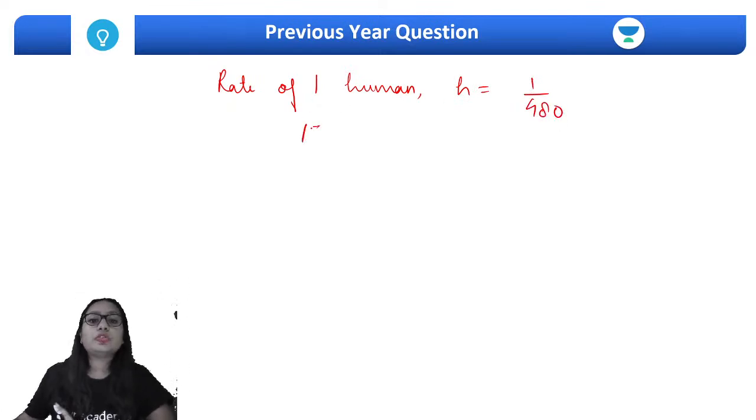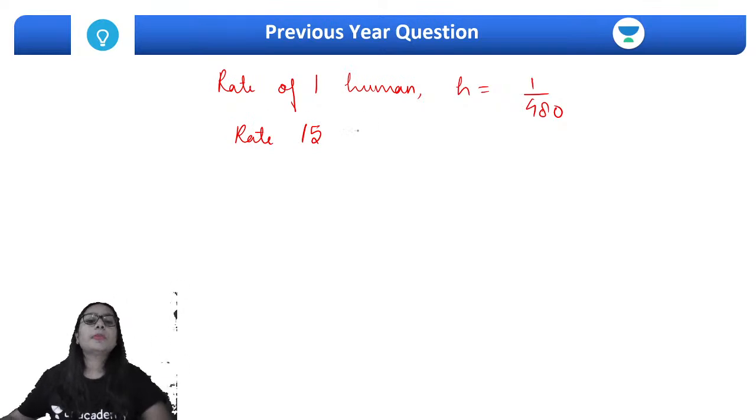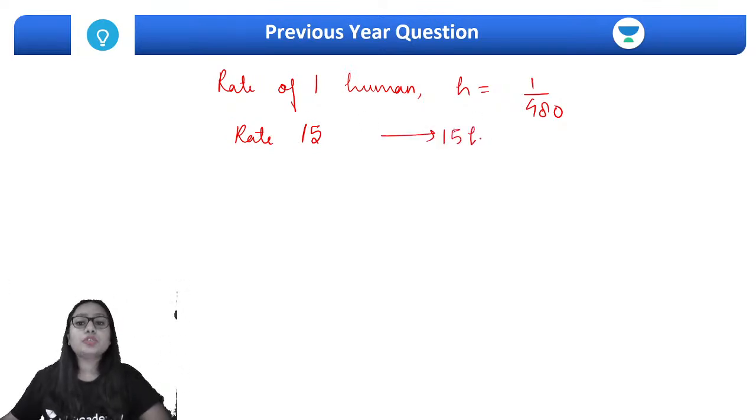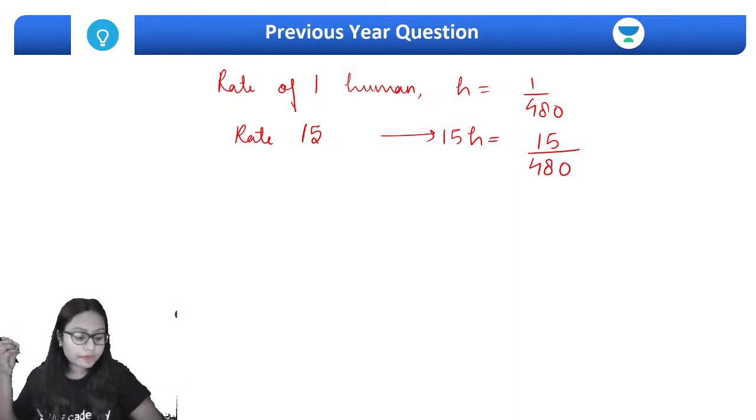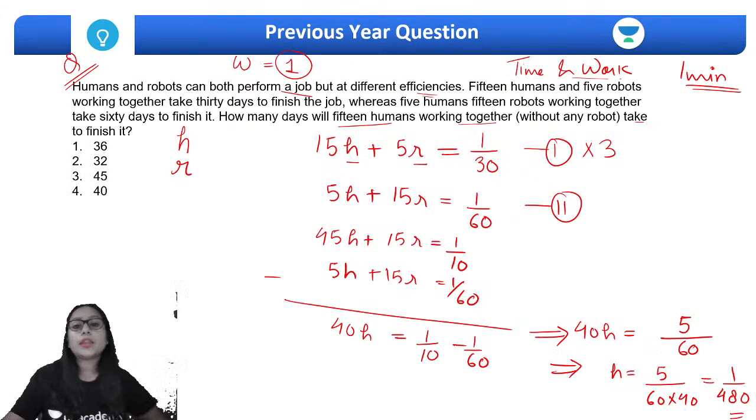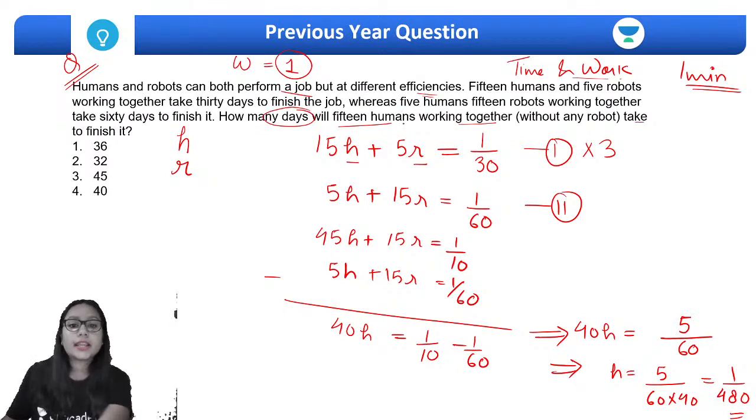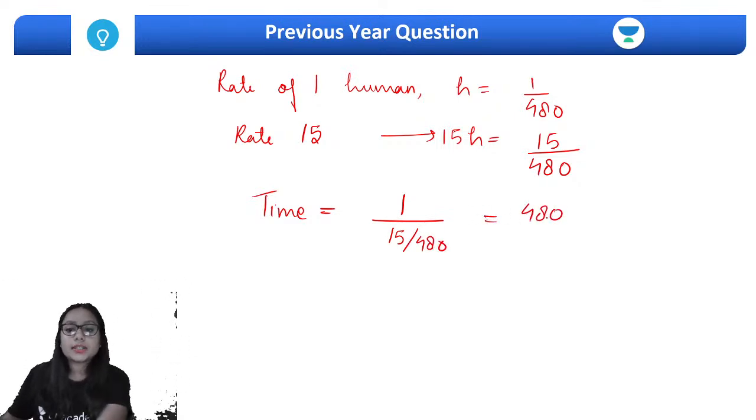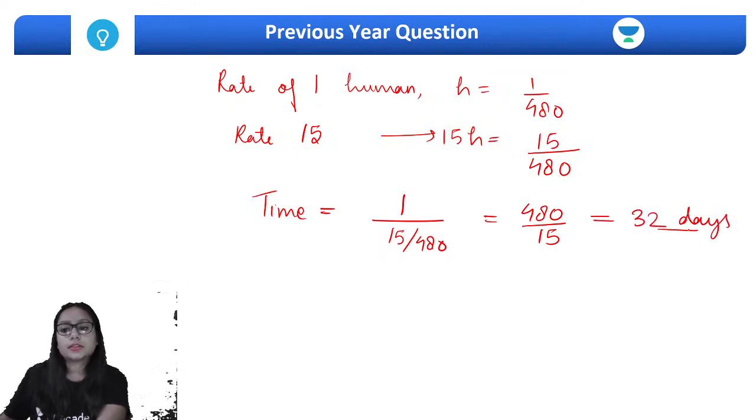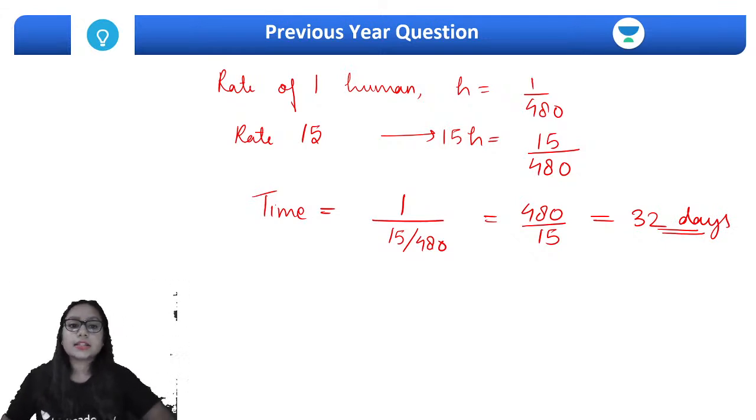But since 15 humans are working together, their rates would be added. So the rate at which 15 humans do the work is given by 15 upon 480. Now we have to find the time in which 15 humans will do the entire work. So the time required by 15 humans is given by 1 upon 15 by 480. This is 480 upon 15, which you can simplify and you will get 32 days as the answer. So Shubham, your answer is right. The answer is 32 days.